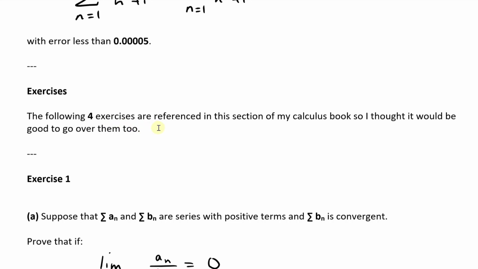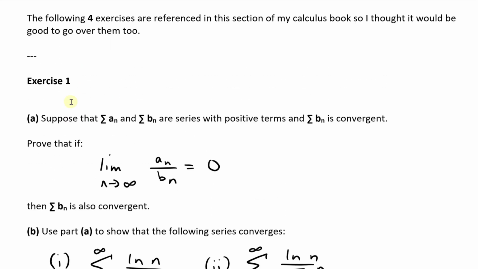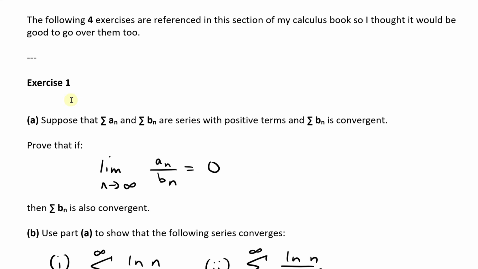The following 4 exercises are referenced in this section of my calculus book, so I thought it would be good to go over them too. So exercise 1 is over here. Let's go over exercise 1 initially.